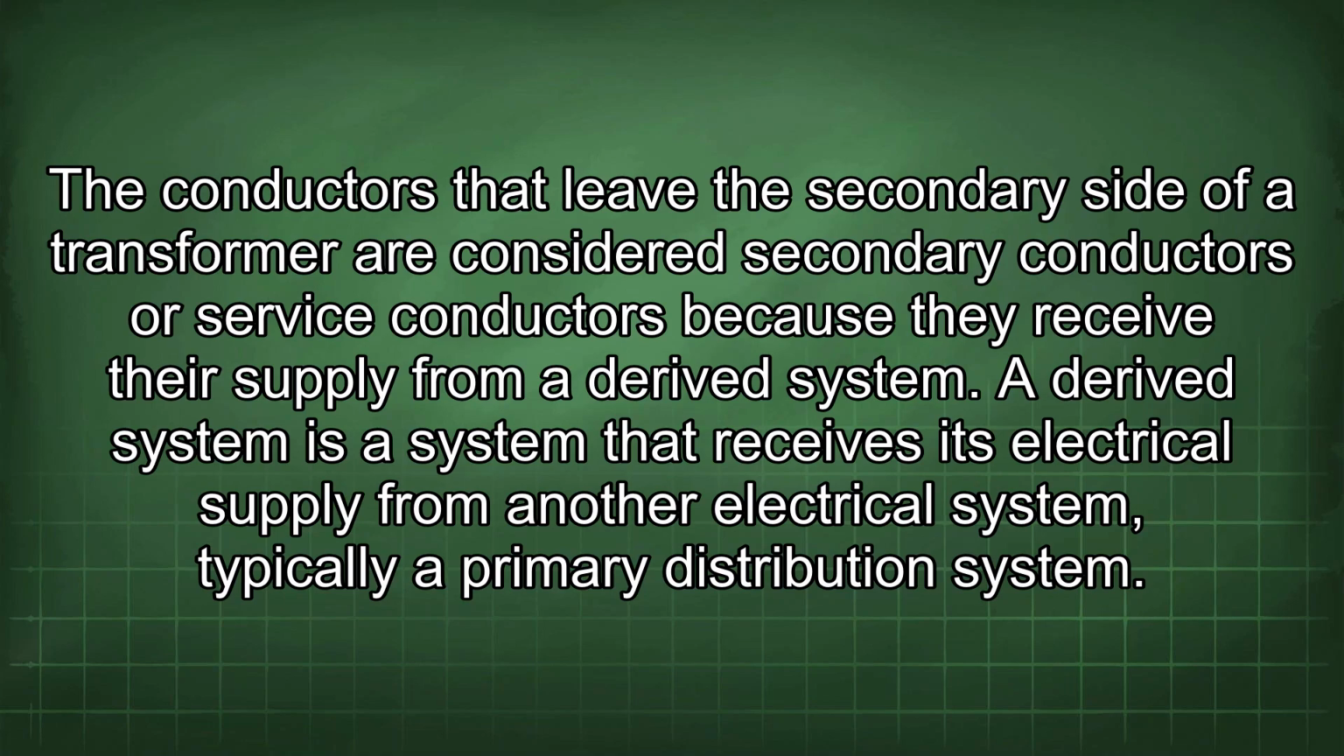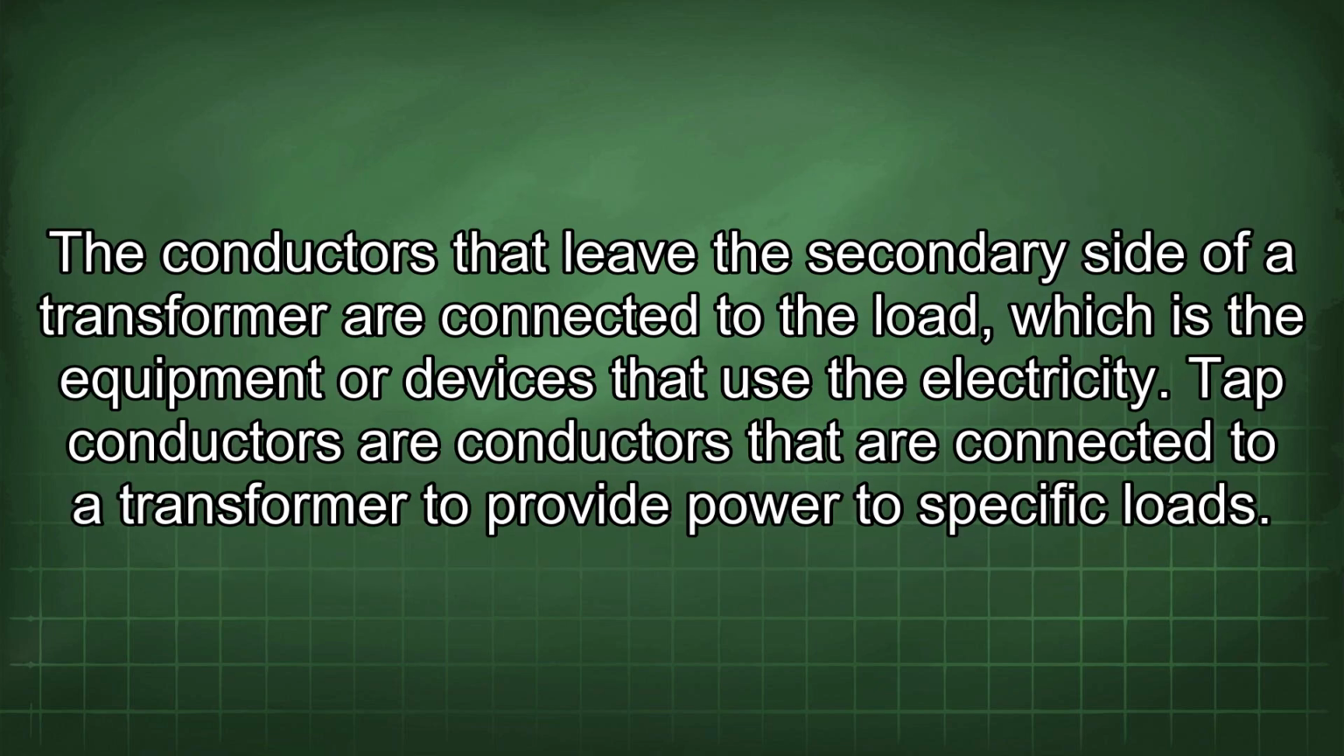The conductors that leave the secondary side of a transformer are considered secondary conductors or service conductors because they receive their supply from a derived system. A derived system is a system that receives its electrical supply from another electrical system, typically a primary distribution system. The conductors that leave the secondary side of a transformer are connected to the load, which is the equipment or devices that use the electricity.